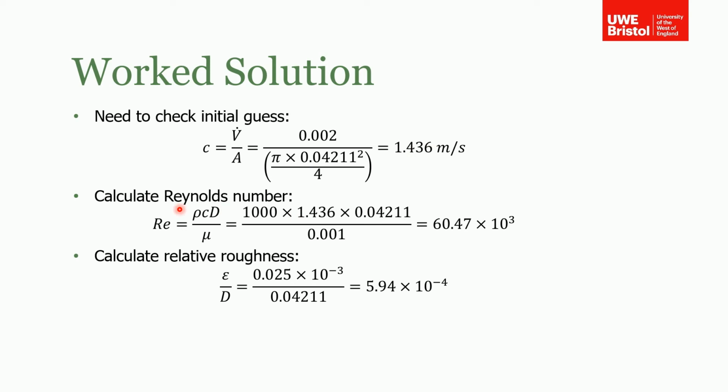That then allows us to work out the Reynolds number, which gives us a value of around 60,000. And we can also work out the relative pipe roughness. Remember, in the question we're told that the pipe is made of concrete, so we know the typical roughness value from the Moody diagram, and then we just divide through by the diameter. So that gives us our relative pipe roughness.